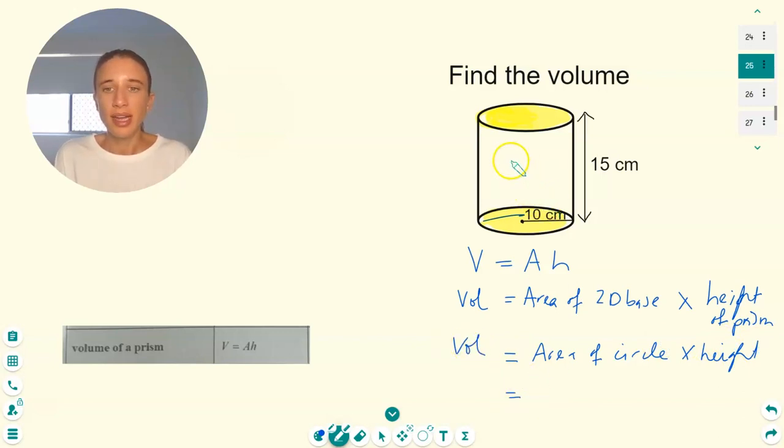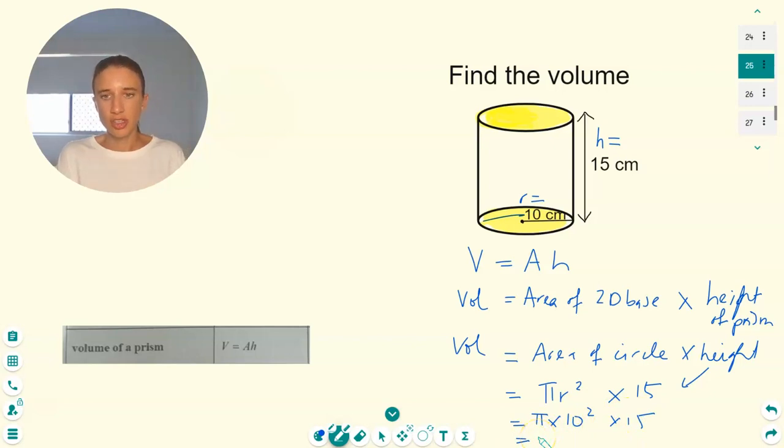And what do we know about the area of a circle? Well, it has squared in it since it's area, and we know it's got a pi, an r, and a squared. And then we're just doing the height of that shape. So the radius is 10, height is 15. And, whoops, forgot to substitute in the radius.